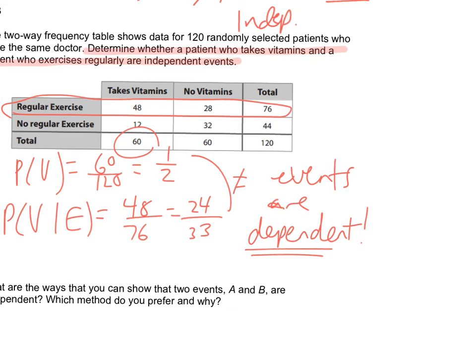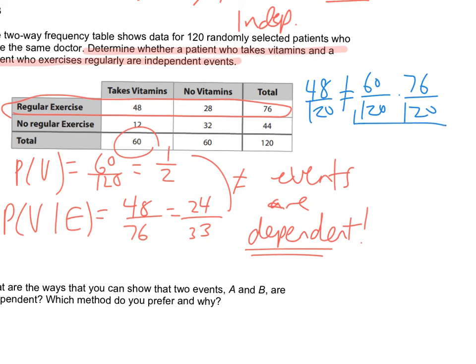And if we use the formula that we just talked about on the top of this last slide here, we could do that. We could look at the probability that somebody exercises and takes vitamins, which is 48 people out of 120, and see how that compares to the probability that somebody takes vitamins, 60 over 120, times the probability that they exercise, 76 over 120. If you calculate that, these are not equal. This times this does not equal 48 over 120, so that is another way of showing that these two events are not independent, or in other words, they are dependent.